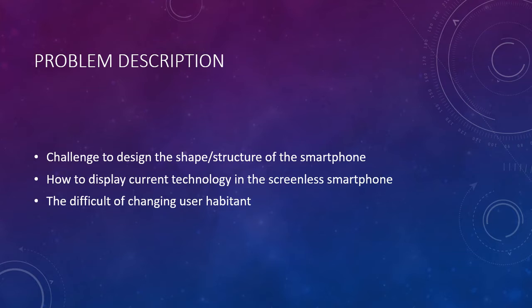Secondly, what kind of technology can be used in the new smartphone? Some features or components cannot be replaced, such as calling, camera, GPS, etc. It needs to be upgraded instead. And the point here is how can we apply that to the screenless smartphone and make it even stronger.